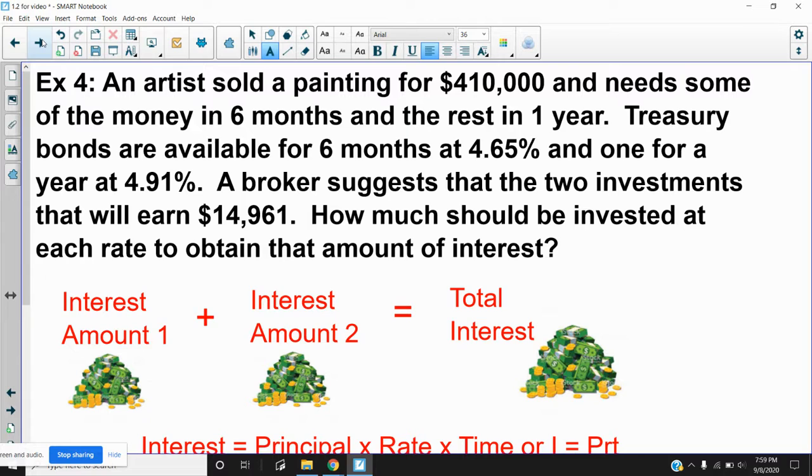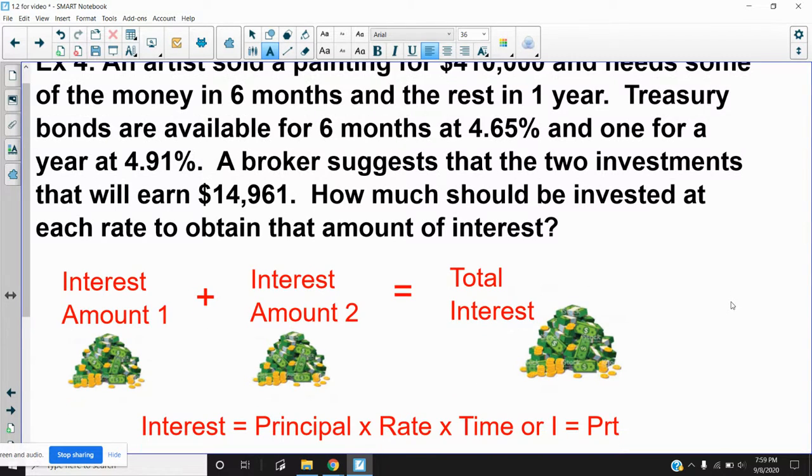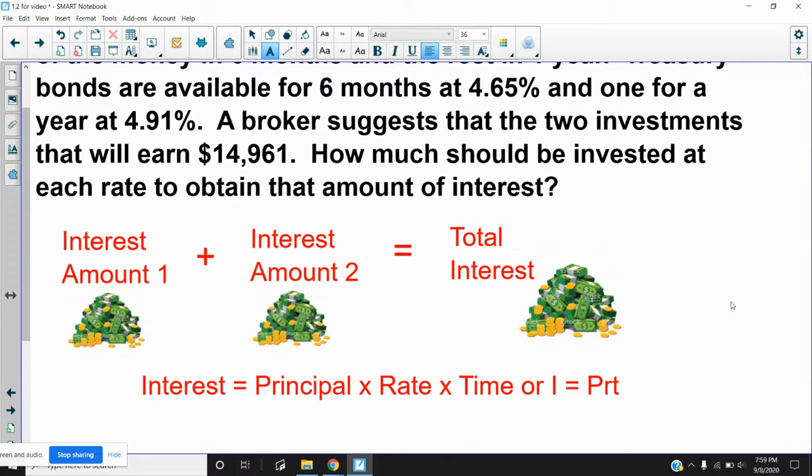After talking to a broker, he tells her that the two investments should earn $14,961 in interest. So in order for her to earn that much money, how much should be invested at each rate? So here's what's going on. We've got some of our money that's invested at a different interest amount than the rest of our money. But when we add the two interests together, we get a total amount of interest. Our interest pile is a little bigger. As I mentioned earlier, this question is going to make use of our interest equals principal times rate times time.